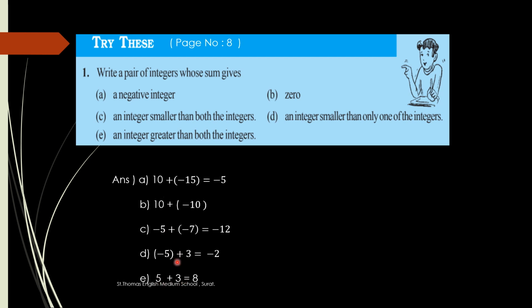So I just solved here 5 sums. Again I am saying that you don't have to write the same sums. You can take your own sums and check whether they satisfy these conditions. Clear?